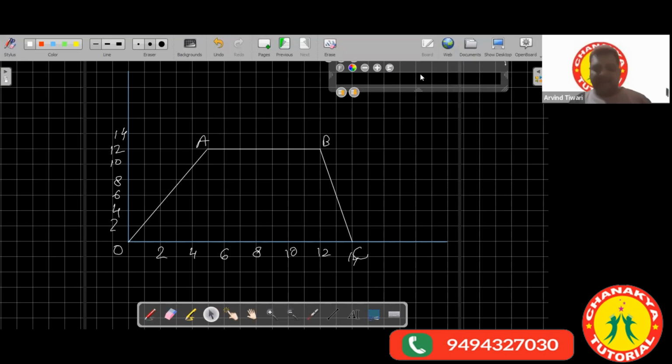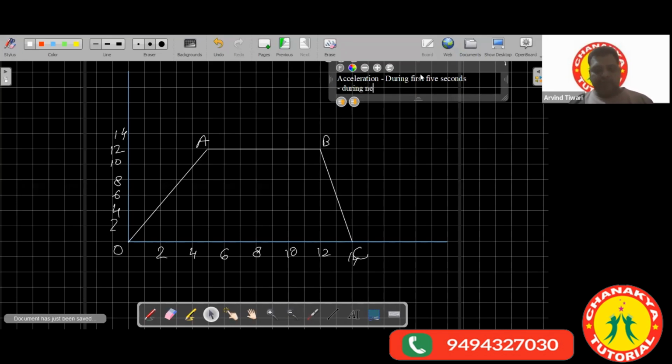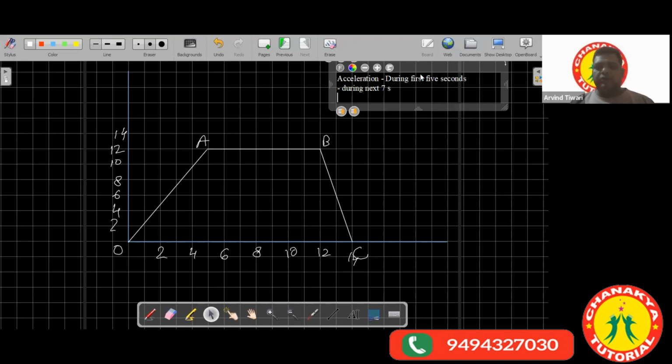You have to find the acceleration during the first 5 seconds, and during the next 7 seconds, and also the acceleration during the last 2 seconds.